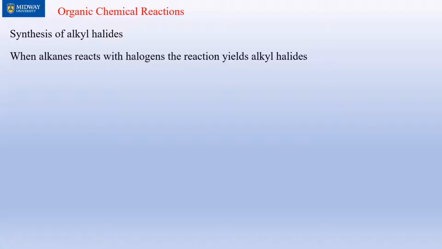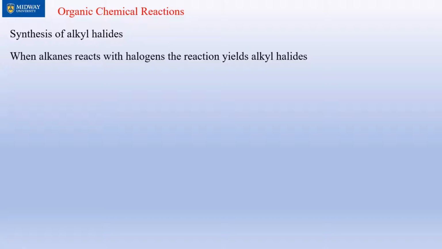Welcome back. The first type of reactions that we're going to learn are synthesis of alkyl halides. Now, what are alkyl halides and how do we produce them? What are the two reactants we have to react together to make that happen? When an alkane, we all are familiar with what an alkane is. We're not talking about any specific alkane. The family of compounds that are part of alkanes, when they react with halogens, the reaction yields alkyl halides.